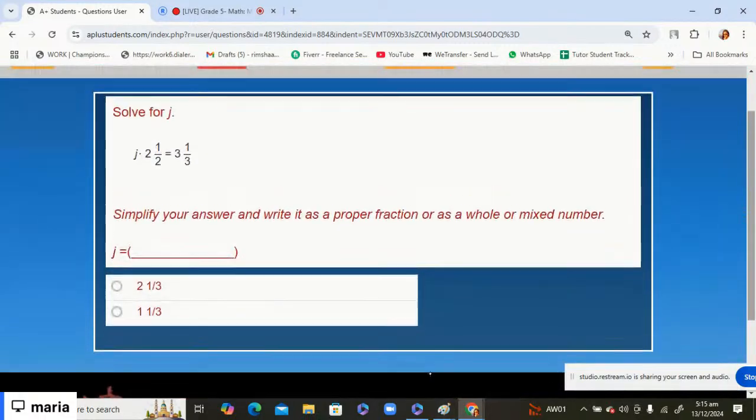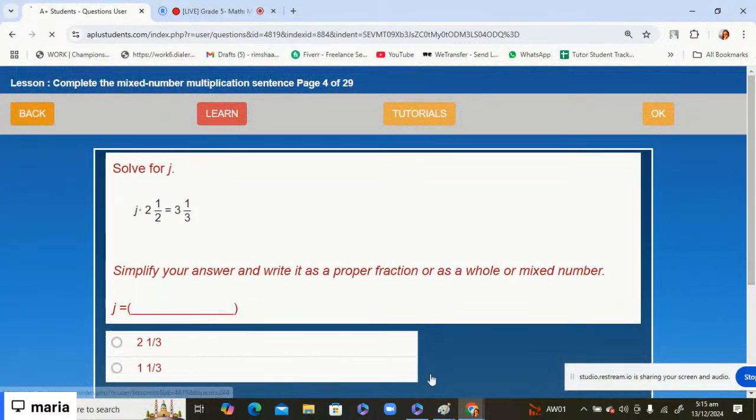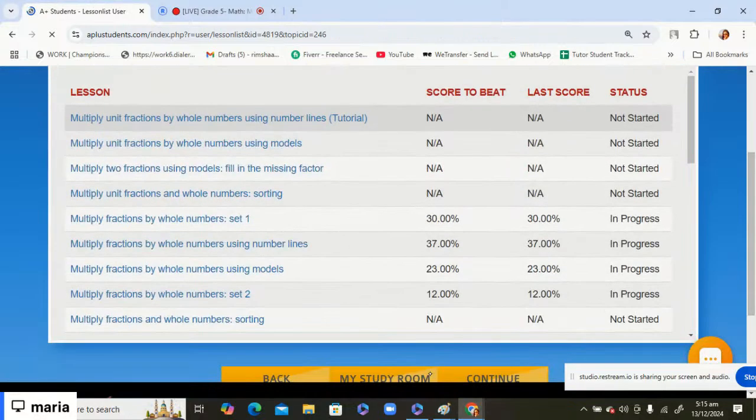Okay. So here is the question that we are going to solve. Hope you guys understand this lesson. Solve the rest of the test questions regarding this lesson by yourself. Now let's start the next lesson.